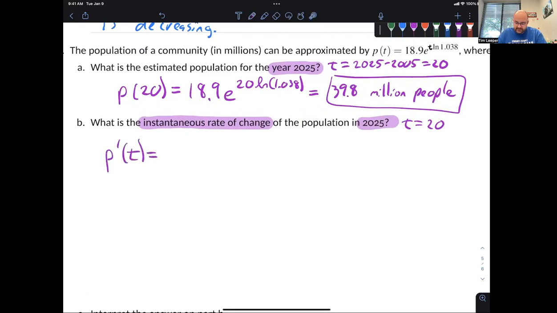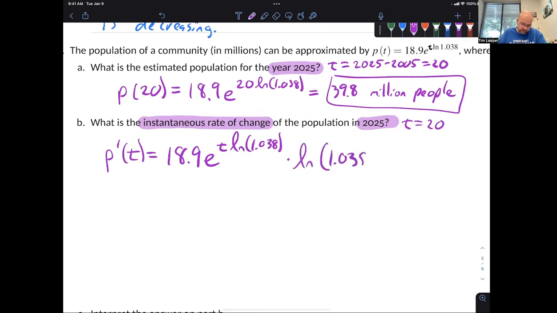Now, notice that this is just an exponential here. So we're just going to rewrite it as 18.9 e to the t times the natural log of 1.038, and then multiply by the derivative of the exponent. So t times anything, and this is just a constant here, so t times the constant, its derivative is just that constant. So I need to multiply by the natural log of 1.038.